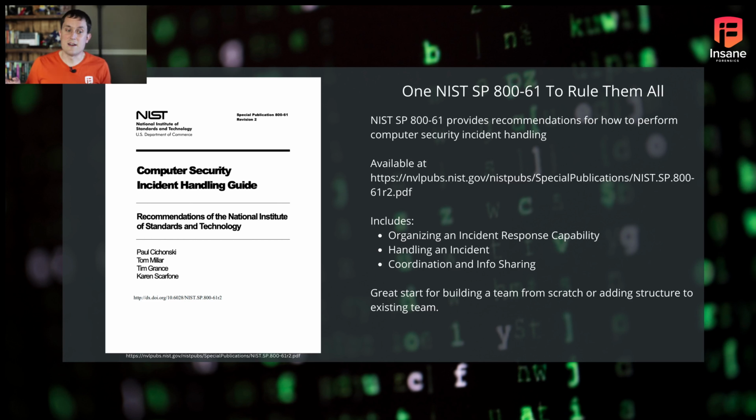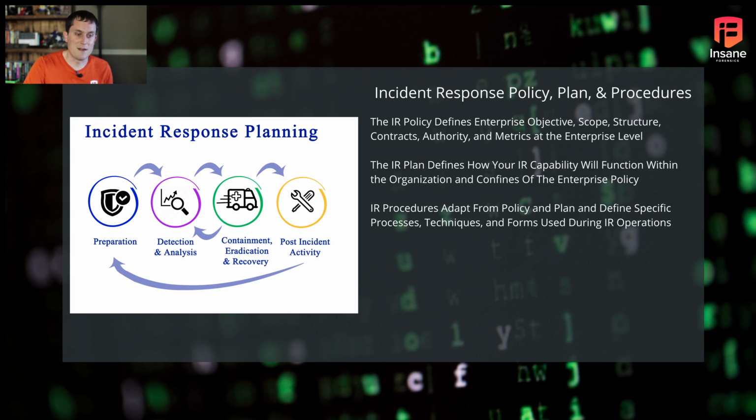Within NIST 800-61, you have really three key components: how to organize the IR capability, how to handle an incident, and coordination and info sharing. Today, we're going to cover the first third of that, which is organizing the capability. Probably in future videos, we'll hit more on the handling process and on the coordination. But this is a great start for either building your incident response team from scratch, or maybe adding more structure to your existing team. Again, these are recommendations. It's things you need to tailor to your environment, but it gives us a good area to start. So let's hop right in.